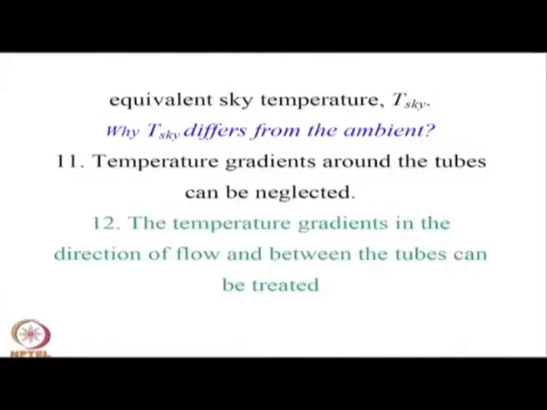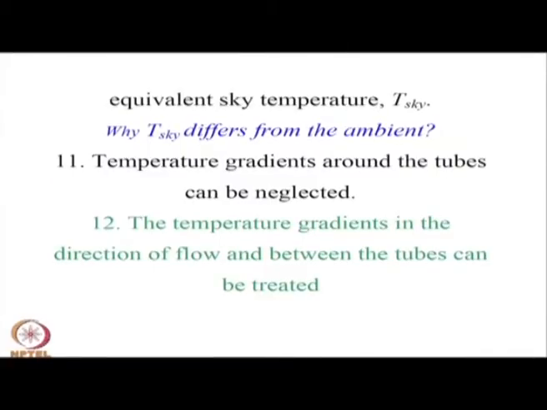If that is true, there will be a heat transfer from the surrounding ambient to the fluid until the temperature becomes equal to ambient temperature, or it is losing heat to a temperature not the immediate surrounding at T A, but to some other far off place which is at a lower temperature. That is what we call the sky temperature, T sky. So, temperature gradients around the tubes can be neglected.